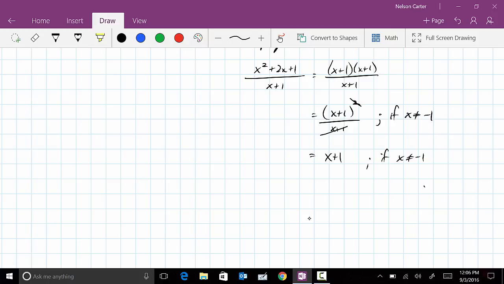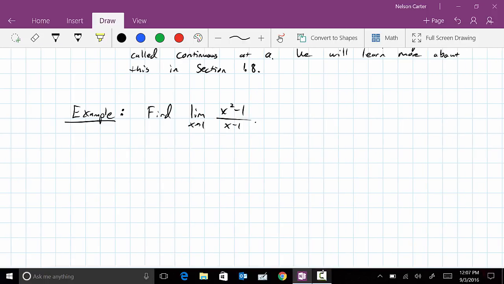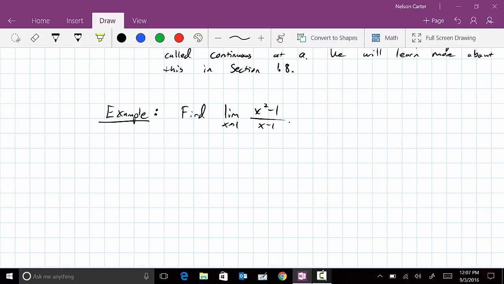Okay. Now, that being said, let's look back over here. We're asking you now, find the limit as x approaches 1 of x squared minus 1 over x minus 1. Okay, no problem. Well, let's figure out the limit here.